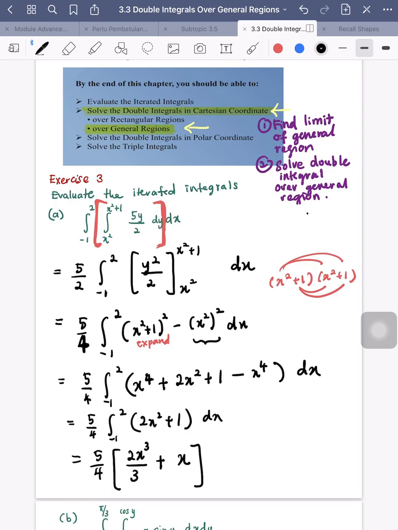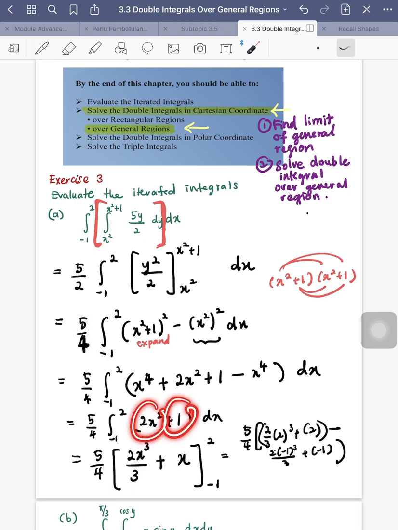Next you put the limit, negative 1 until 2. So you put upper limit minus lower limit. You have 2 times 2 to the power of 3 over 3 plus 2, and then minus the lower limit, 2 times negative 1 to the power of 3 over 3 plus negative 1. You integrate with respect to x, and you see the value put is 2x. At the end, this proves that your final answer will have a constant. You can use your calculator to get this answer, 45 over 4. That is the first exercise.